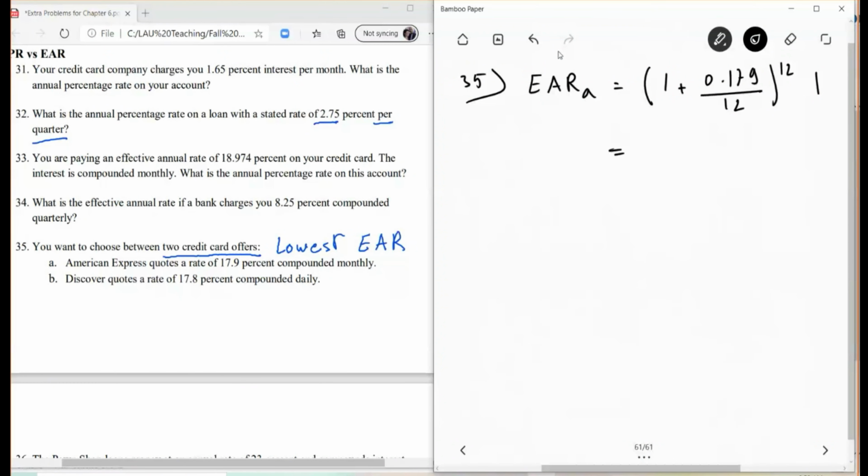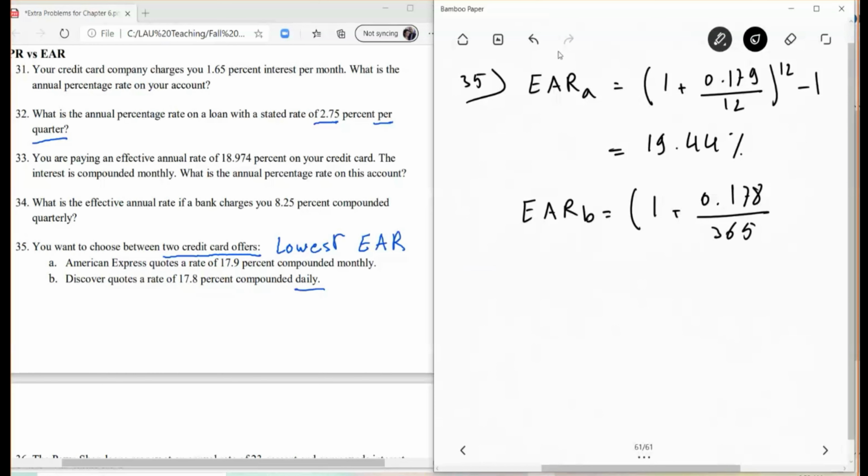The first EAR is equal to 19.44%. The second, Discover, its EAR is equal to 1 plus 0.178 divided by 365, because it's compounded daily, raised to the power 365, minus 1. And the answer in this case is 19.47%.